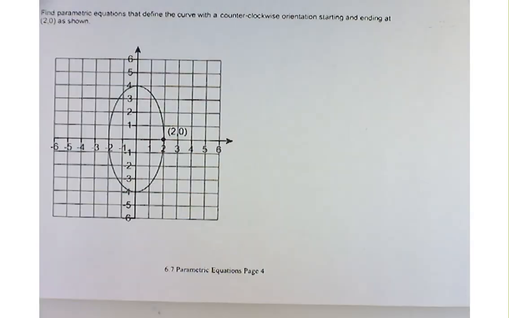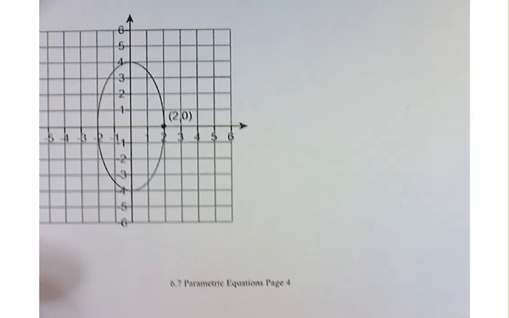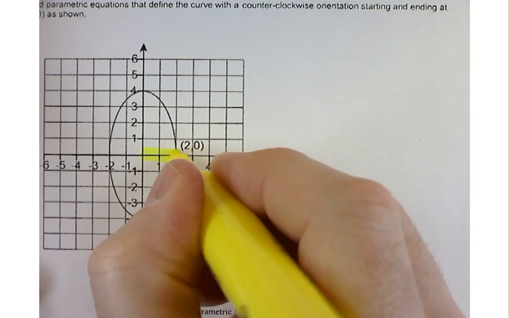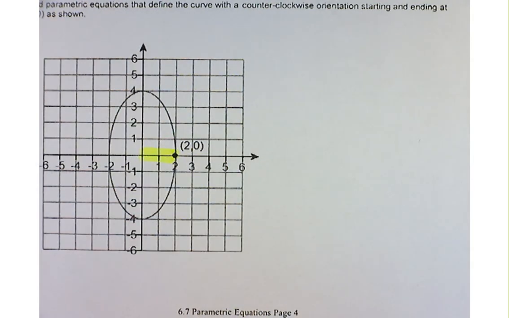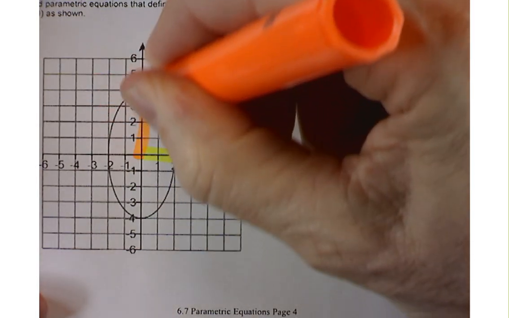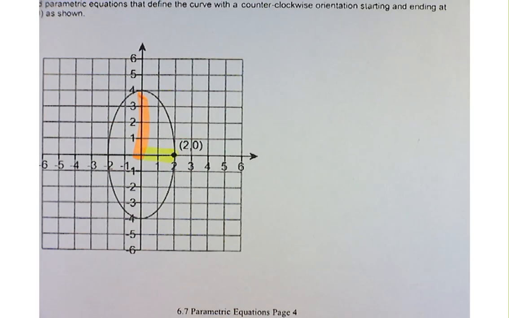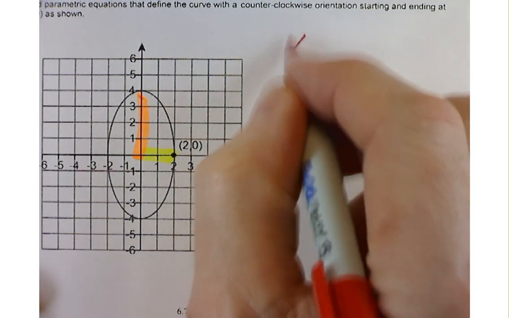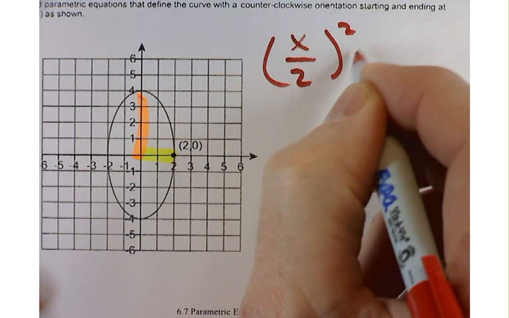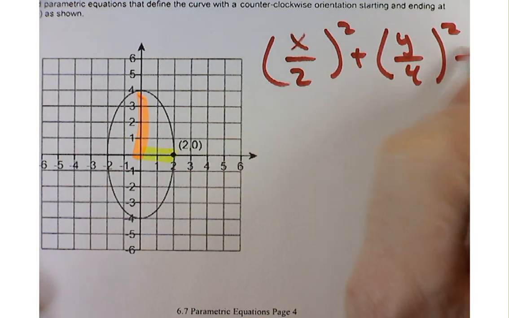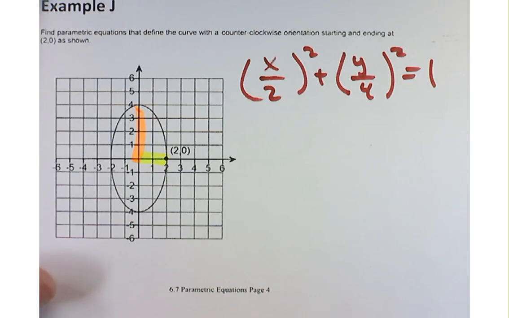Let's take a look at this one. This is an ellipse. So we can come up with the equation for the ellipse kind of by working backwards a little bit. I know that in the x direction, that distance is 2. And in the y direction, that distance is 4. So I can say, all right, well, I've got x over 2 squared plus y over 4 squared equals 1. Okay. Looking good there.